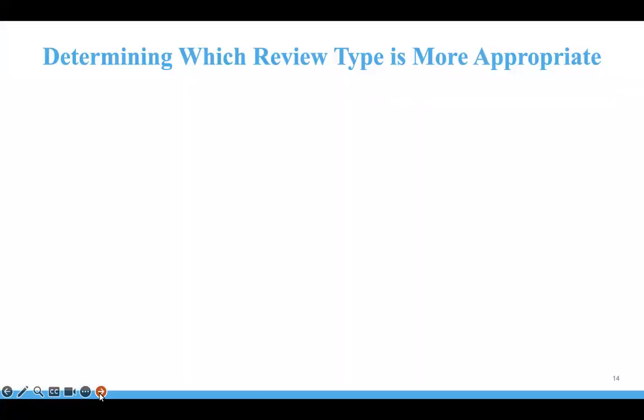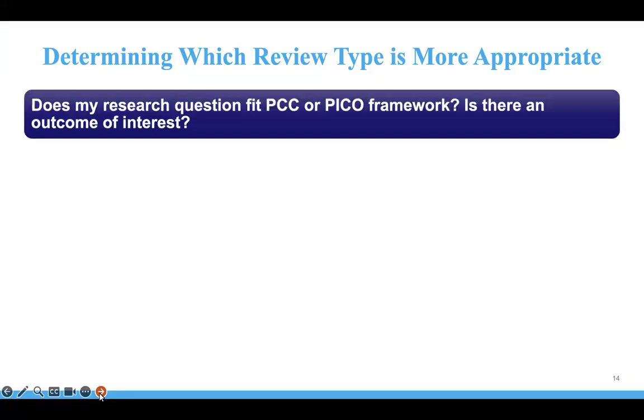Now that we've taken a look at some of the similarities and differences between systematic and scoping reviews, it's time to reverse roles here and have you think about how this might apply to your research question and determining whether your research question falls in line with a systematic review or scoping review. To do this, we're going to use 3 out of the 4 major differences that we discussed earlier as our criteria for determining which review type may be more appropriate. So you want to ask yourself, does my research question fit the PCC or PICO framework, and do I have an outcome of interest?